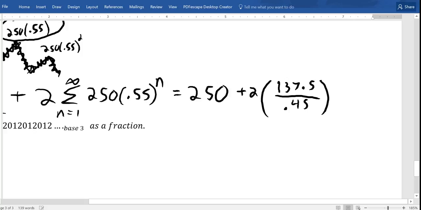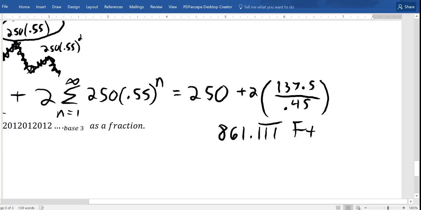And you could do this without a calculator. You can switch it to a fraction, I guess, but I don't want to do it. So we're going to divide it by 0.45, and that is 305.5 repeating. We're going to multiply that by 2. That's 611.1 repeating, and we're going to add 250 to that. So that is 861.1111 repeating, and that's going to be in feet.